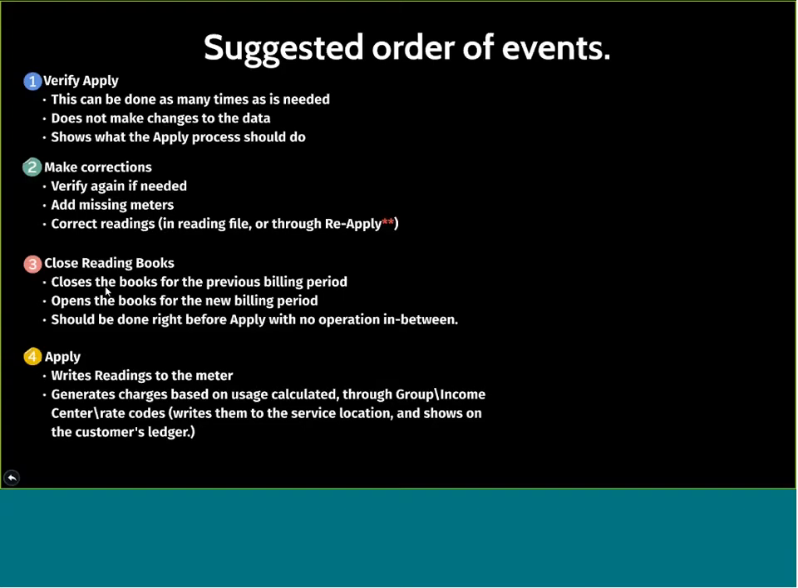So after you close your reading books, then you want to immediately apply. It writes readings to the meter, generates charges based on usage calculated through the group income center and rate codes, and that's all found on the connections tab of the service location. It writes them to the service location and shows on the customer's ledger.